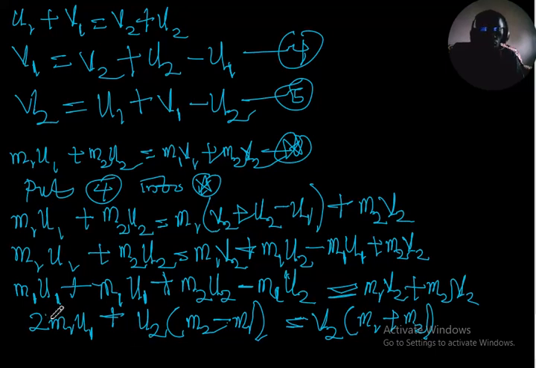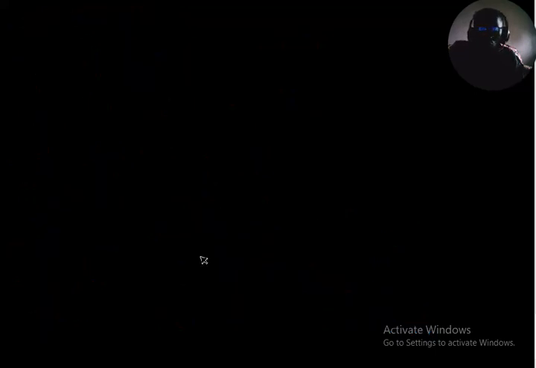Now we'll proceed. Now we are asked to get an expression for V1 and V2 in terms of other parameters. So we have an expression for V2 only if we make V2 the subject of formula here by dividing both sides by M1 plus M2. That will make V2 the subject of formula. So what we have now left is to divide both sides by M1 plus M2.